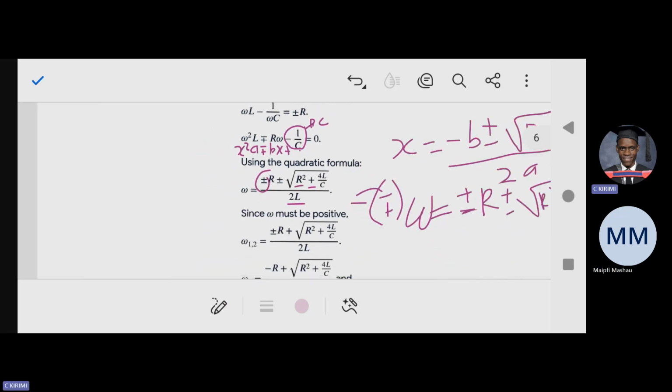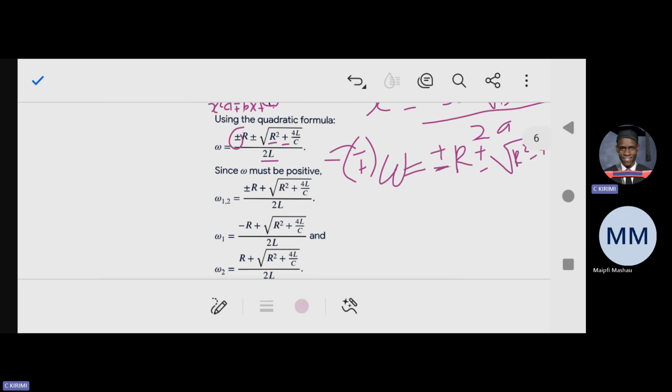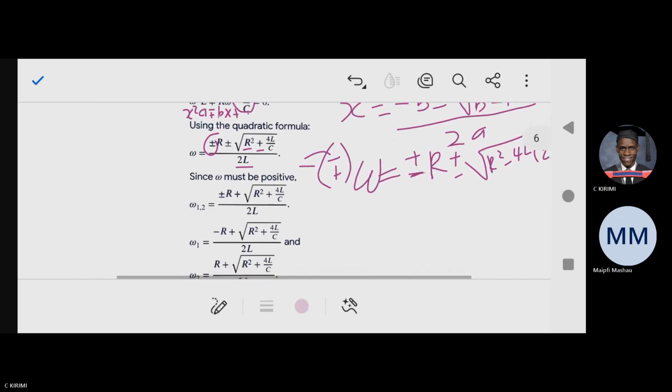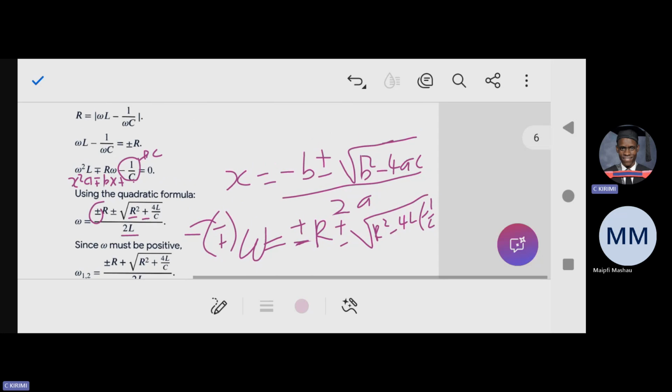Omega must be positive, so we are not going to have an R that is going to be negative. So where are we going to disregard the R? If omega is going to be positive here, we are only going to take the positive side. That is the only difference. So we don't want any value for negative. For both of them here it must be plus. There also it must be plus.